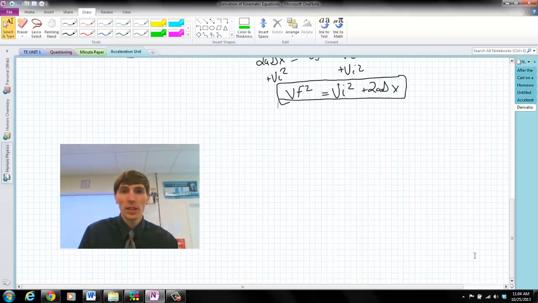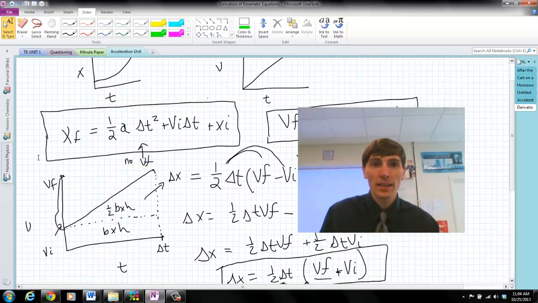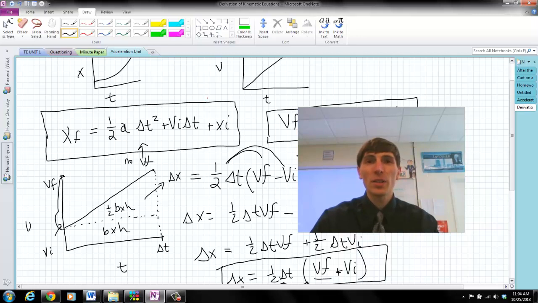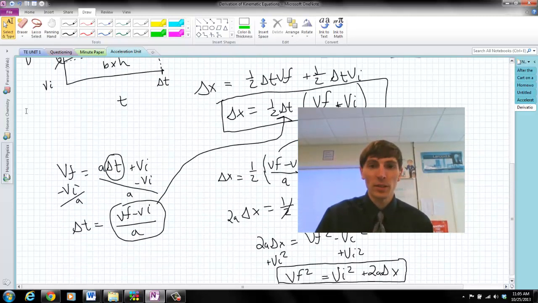So the last step, actually, I need to do one more thing. Looking back at that very first equation, I'm going to do something with this one. All of these other equations have delta x in them. So I'm going to change this equation here. I'm going to subtract xi from both sides. xf minus xi, final minus initial position, isn't that just delta x? So I'm going to rewrite this whole equation down here a little bit differently for my equation 1.